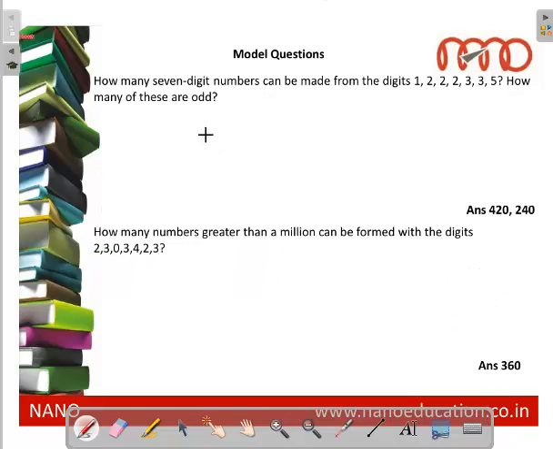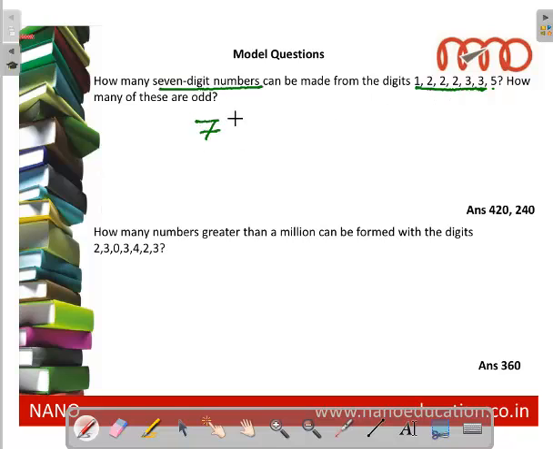Let us look at the next question. How many 7-digit numbers can be made from the digits 1, 2, 2, 2, 3, 3, 5? And how many of these are odd? I am given 7 digits here and I want a 7-digit number, so I have to simply permute these 7 digits among themselves.